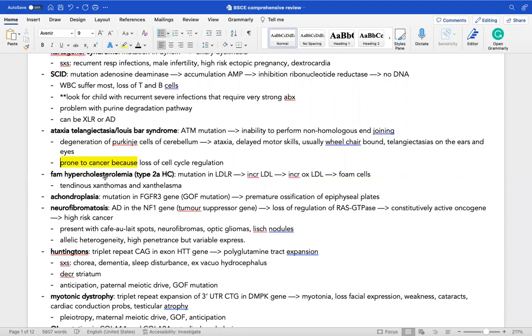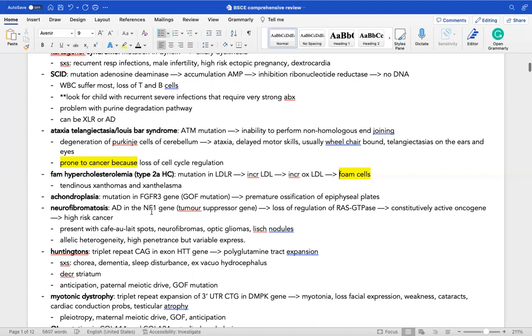Familial hypercholesterolemia is a type 2A hypercholesterolemia. It's a mutation in the LDL receptor, increased LDL. We have formation of foam cells, and we can get xanthoma and xanthelasma. Achondroplasia is a mutation in the FGFR3 gene, which causes premature ossification of the epiphyseal plate in the bone.